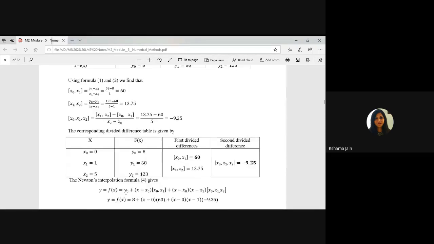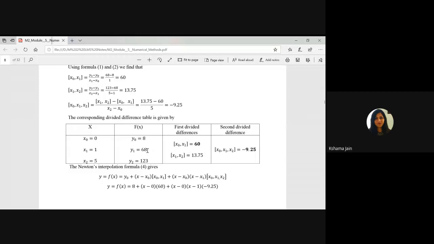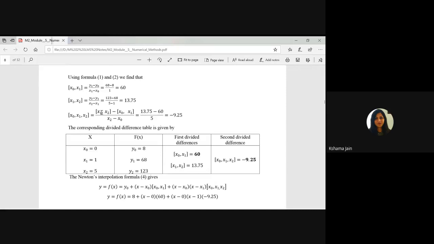So you will make a table first of all. If you see, x0 corresponding y0, x1 corresponding y1, x2 corresponding y2. So the first difference formula will come directly. If you can remember, 68 minus 8 divided by 1 minus 0 will come 60, like this. For the second difference, 123 minus 68 divided by 5 minus 1, this. Okay. So here also they have done like this. Otherwise, if you understood my table, you can make it. And after that, 13.75 minus 60 divided by 5 minus 0 is this.